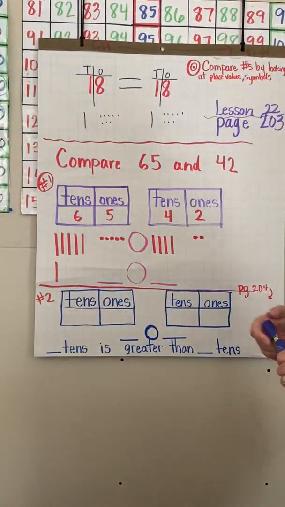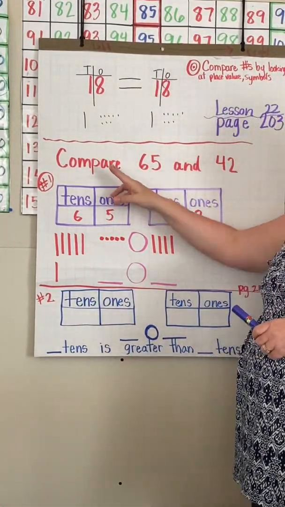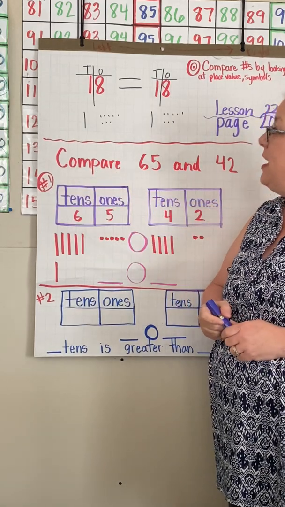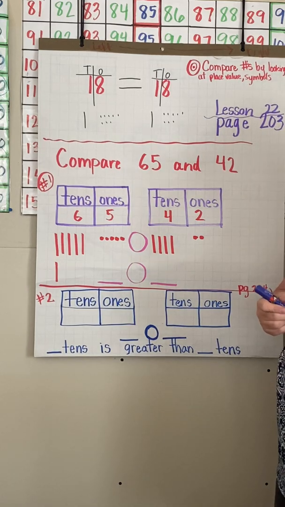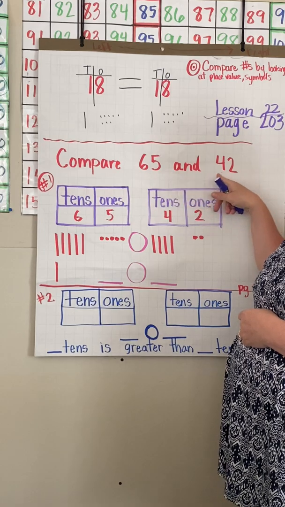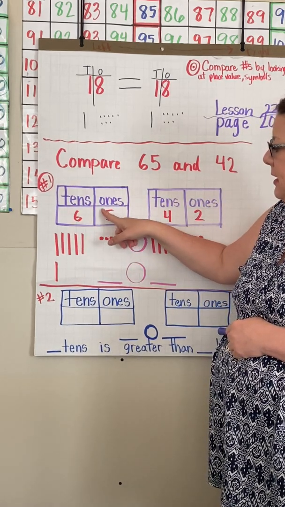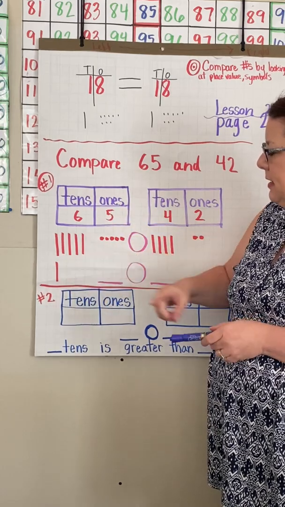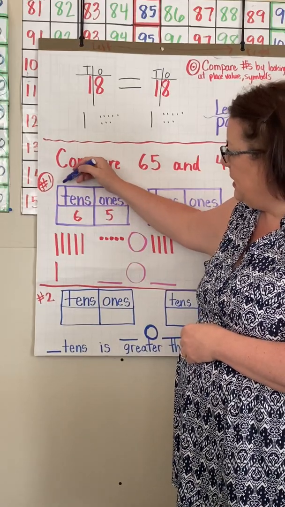Okay, boys and girls. So we are comparing numbers by looking at place value and symbols. This is problem number 1 from lesson 22, and that is on page 203. So the first one says that we are going to compare 65 and 42. We have 6 tens and 5 ones. We can count and verify what the value is of the tens place.